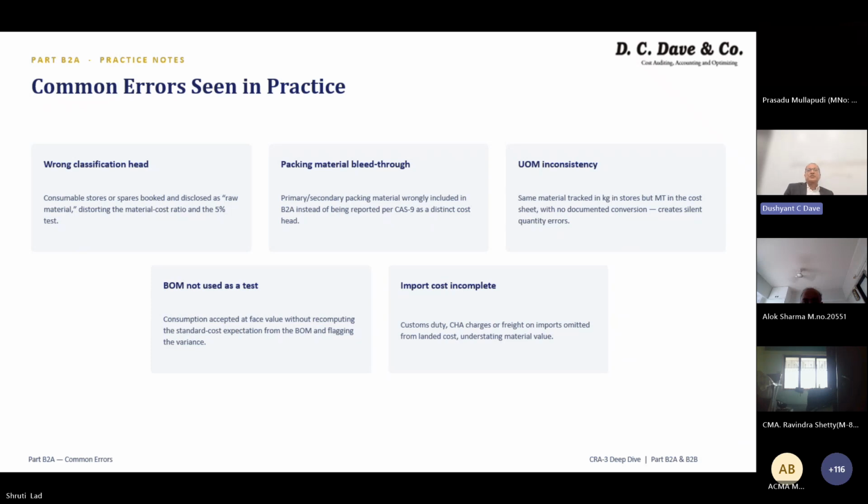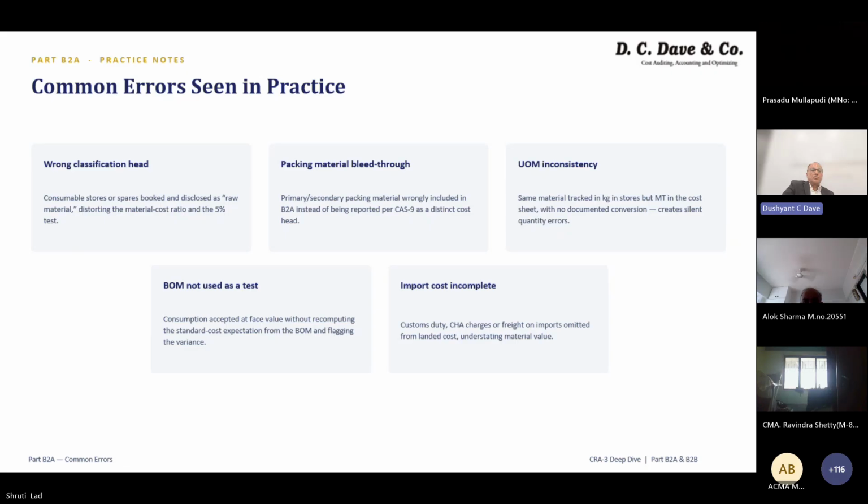We discussed in the past packing material you have included in that, though it was not a core packing material. Unit of measurement errors: one plant reports kgs, other reports metric tons, and then during consolidation, conversion is forgotten. So the total quantity becomes meaningless. BOM is not used. Many auditors verify only accounting entries. A better approach is to compare actual consumption against BOM. Any significant deviation requires investigation.